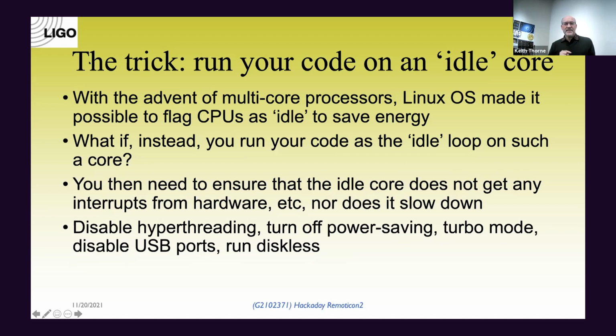The trick is, run your code on one of the idle CPUs. Now that you have computer CPUs with multiple cores, you can flag one of the CPUs as idle, so the OS won't use it because you're saving energy. But the trick is you load your code as the idle loop on that processor. I mean, it's powered up. You haven't turned it off. You're running. It's just the OS doesn't know you're there.